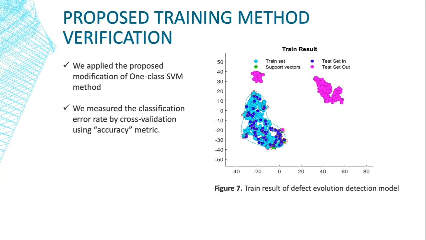And the last verification step is the results of the training method. This is a result of the application of the modified one-class support vector machine method. Acoustic emission events corresponding to the satisfying technical condition of the construction facility are located inside the contour, while events that correspond to processes of defect forming the evolution are located outside. We measured the classification error rate by tenfold cross-validation using the accuracy metric.